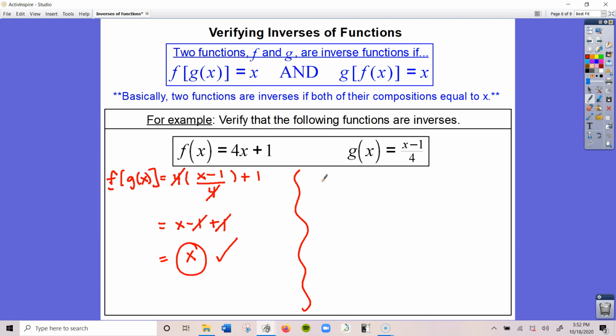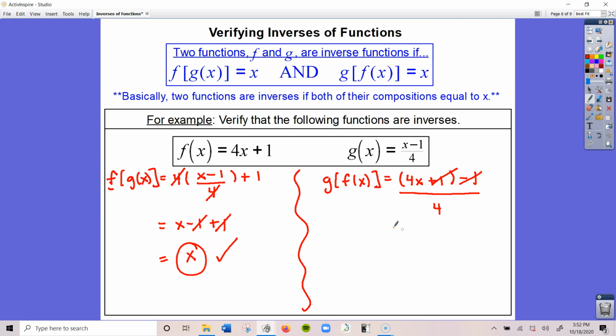But now you also have to do g of f of x. So now I'm going to copy down g as I see it. So parentheses for the x minus 1 all over 4. And inside the parentheses, I'm going to copy f, which is that 4x plus 1. The first thing that I can cancel would be these 1's. I have a plus 1, I have a minus 1, so bye.